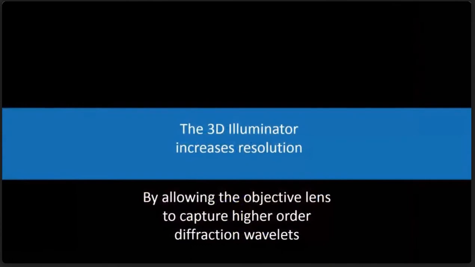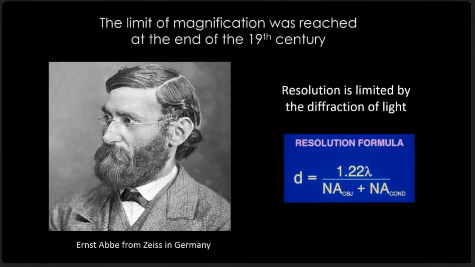So another thing that the 3D illuminator does is it increases the resolution of the lens you happen to be using. And it does that by allowing the objective lens to capture higher order diffraction wavelets. I want to spend just a little bit of time telling you about this.